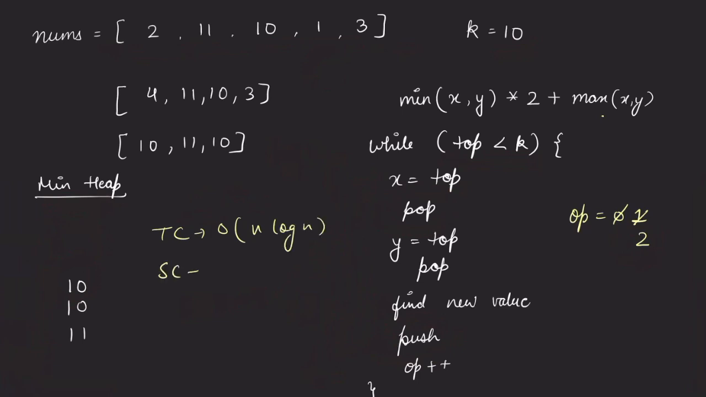And what about the space complexity? So we have taken an extra space of min heap over here, in which we are inserting all the elements of nums, right? So our space complexity will be order of n, right? So now let's look at the code.